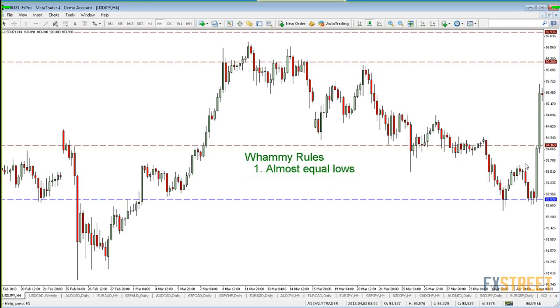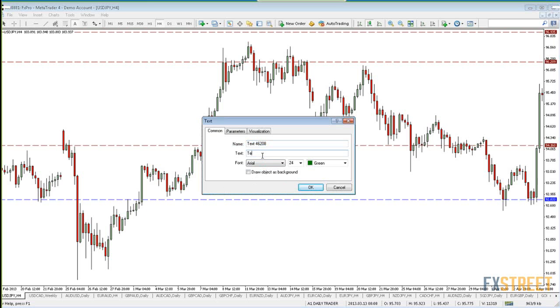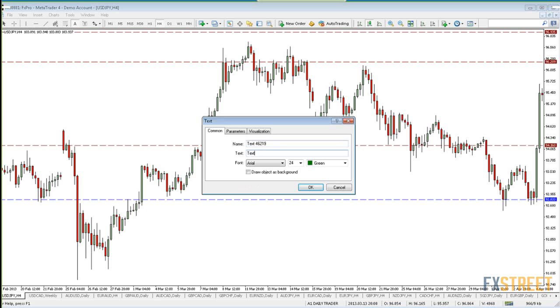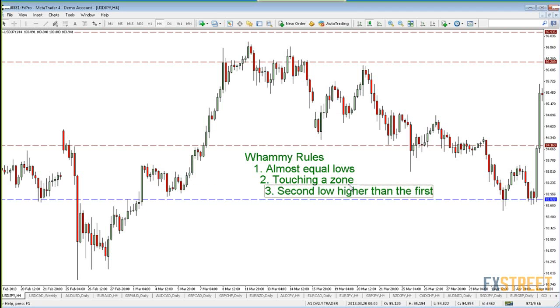So almost equal lows, and obviously they're touching a zone, right? But the second touch is higher than the first. Second low higher than the first, right? And that's critical. And then, and this is where this trade gets really funky.